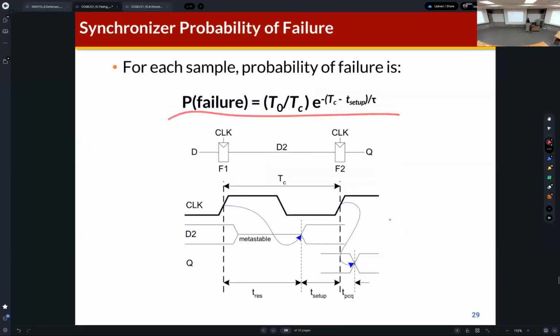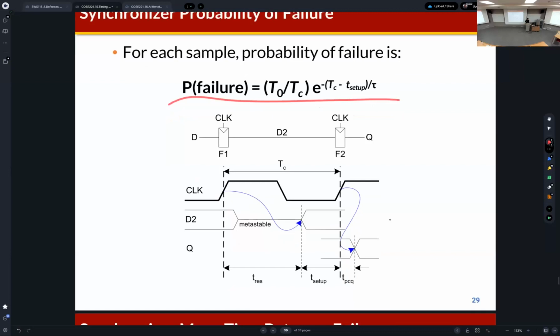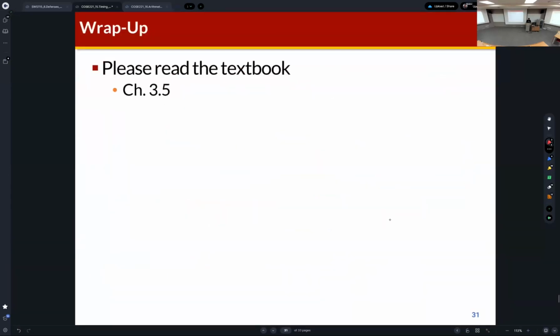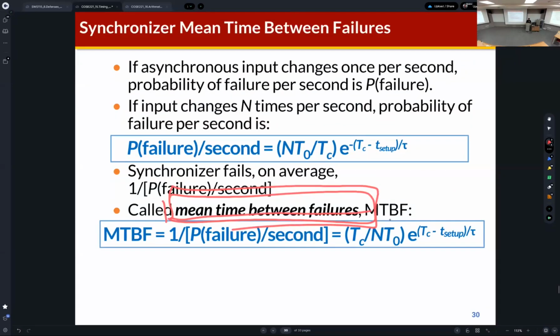So actually, we can explain this reliability, the reliability of a system, using the probability function. That's why probability is also an important topic in computer engineering. Okay, so this is the end of chapter 3, and please read chapter 3.5 for these timing issues of sequential logic.